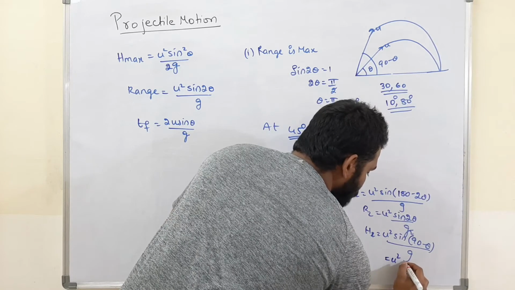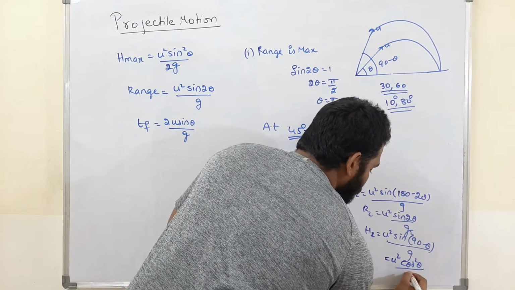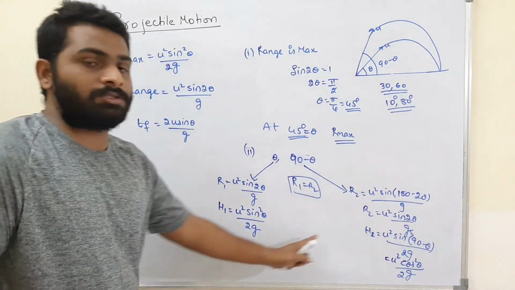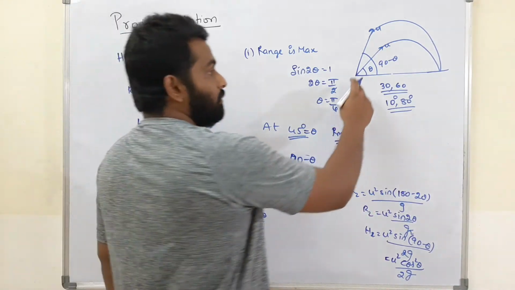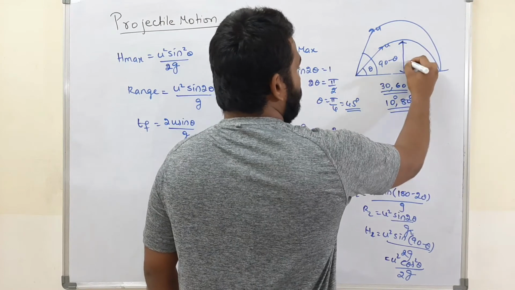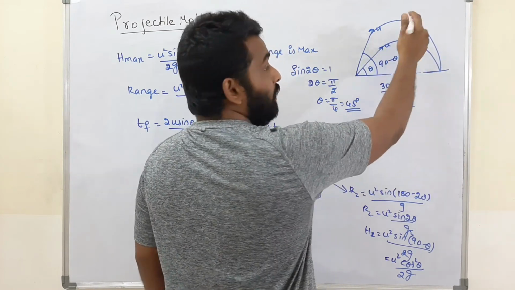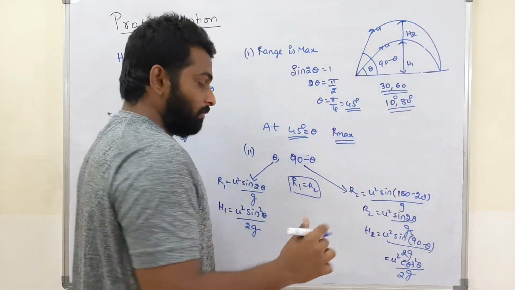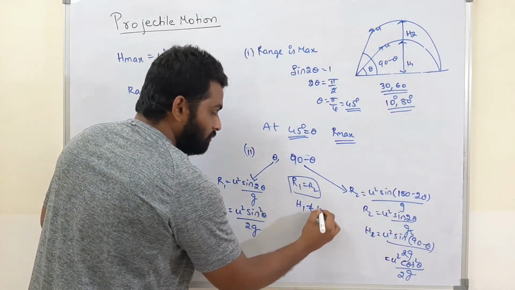U square cos square theta by 2g. Now what is h1 plus h2? h1 is not equal to h2. When it is theta, this is h1. When it is 90 minus theta, this is h2. Both are not the same. That means h1 is not equal to h2.